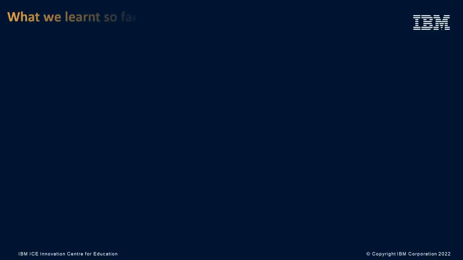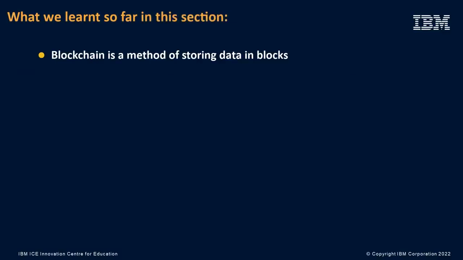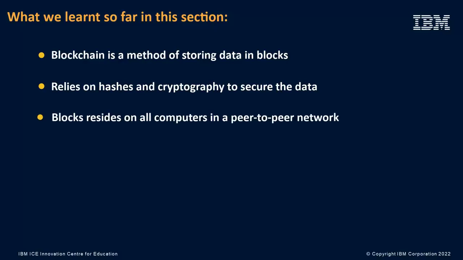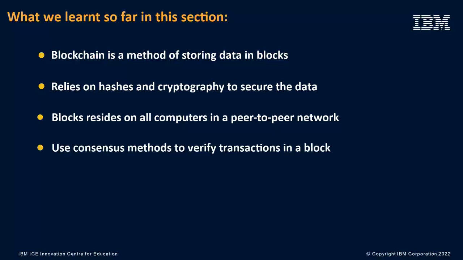Now, to summarize, 1. A blockchain is a method of storing data in blocks that are linked together in the form of a chain. 2. It relies on hashes and cryptography to secure the data inside a block. 3. This chain of blocks resides on all computers in a peer-to-peer network. 4. This network of computers uses consensus method to verify transactions in a block and include a block on the blockchain.